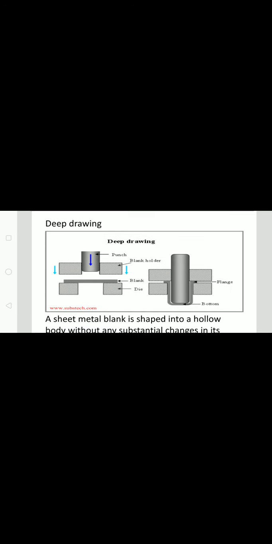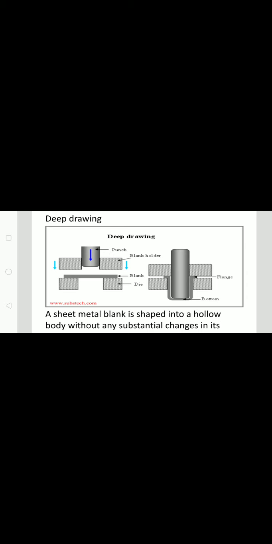Then the other process is deep drawing. You look at the picture: the first picture is of a die and punch, and the second picture is a deep drawing operation. In deep drawing, a sheet metal blank is shaped into a hollow body without any substantial change in the thickness of the material. So without changing the thickness of the material, hollow shapes or cup shaped objects can be obtained with the deep drawing operation.